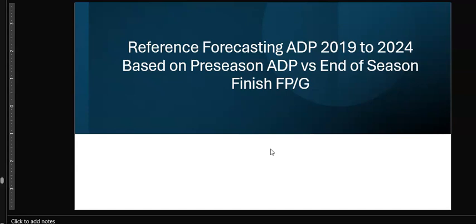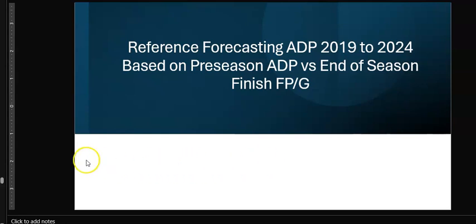The topic today is reference class forecasting, ADP 2019 to 2024. So we're going to compare preseason ADP to end of season finish for each player from a position. Fantasy points per game is what we will look at.